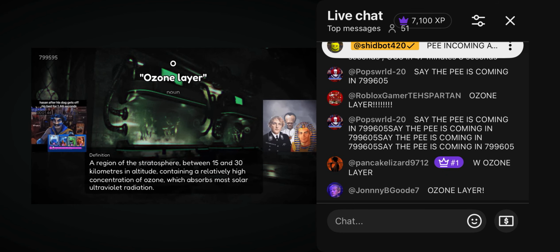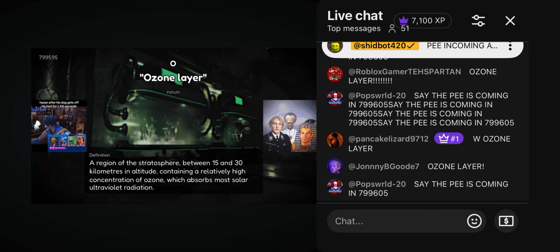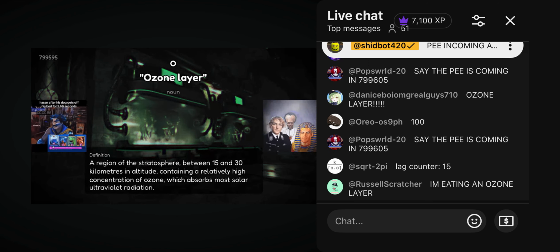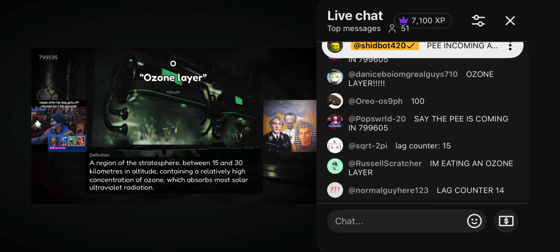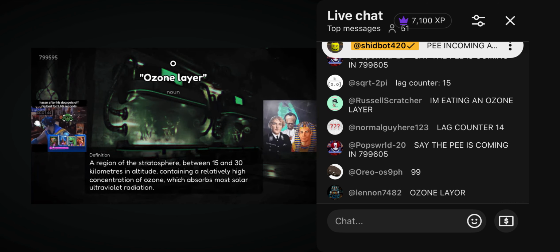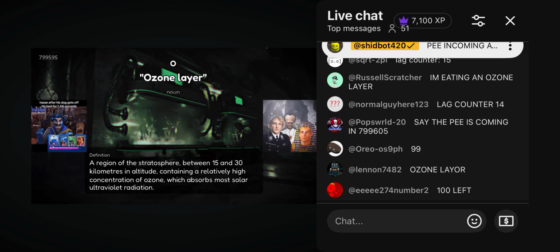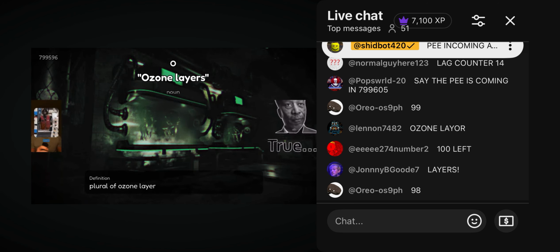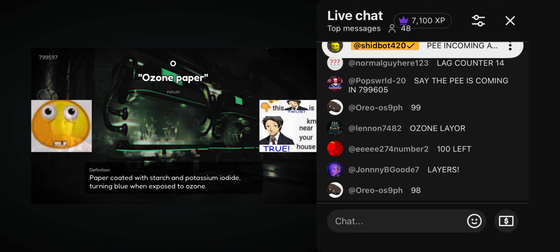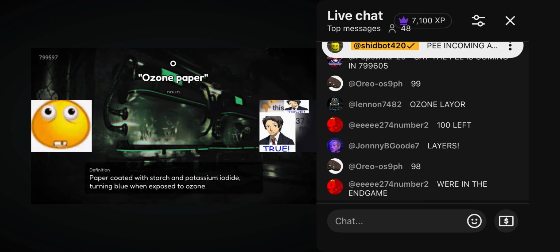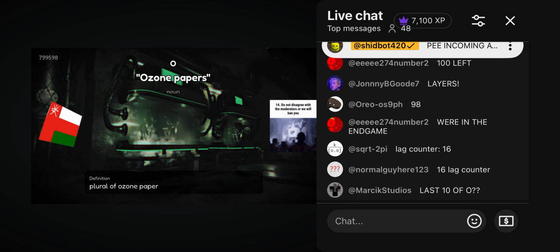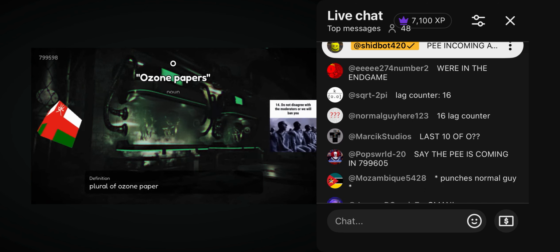Ozone layer, a region of the stratosphere between 15 and 30 kilometers in altitude containing a relatively high concentration of ozone, which absorbs most solar ultraviolet radiation. Ozone layers, plural of ozone layer. Ozone paper, paper coated with starch and potassium iodide, turning blue when exposed to ozone. Ozone papers, plural of ozone paper.